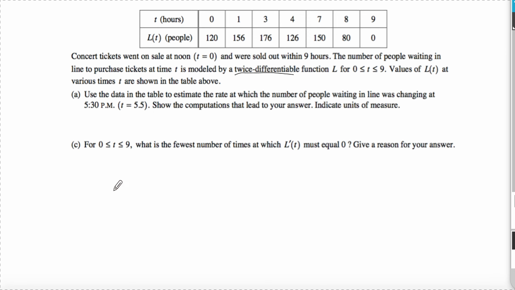All right. Part A, use the data in the table to estimate the rate at which the number of people waiting in line was changing at t equals 5.5. Estimate a rate of change. When I see that phrase, rate of change, ROC, I'm immediately thinking in my mind, derivative, right? Derivative, slope.